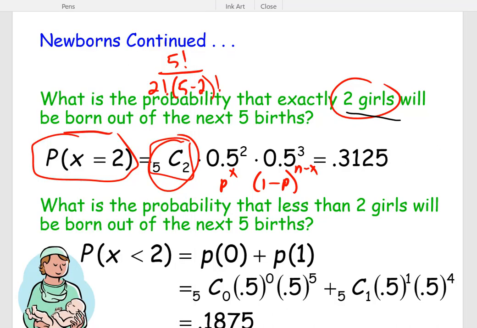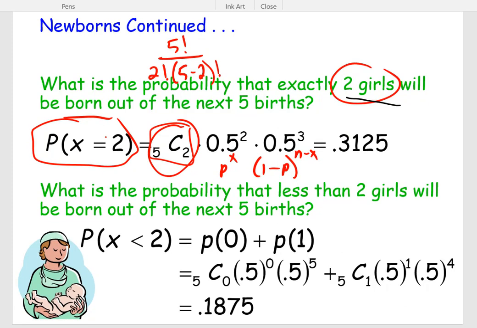Now the second example here is slightly different. What is the probability that less than 2? Now you got to be careful with the wording there. It says less than 2. So X is less than 2. That does not include the 2. That's only the 0 and the 1. So we have 2 probabilities.